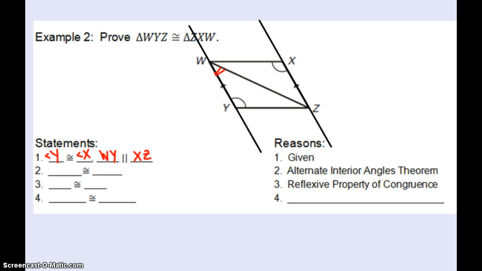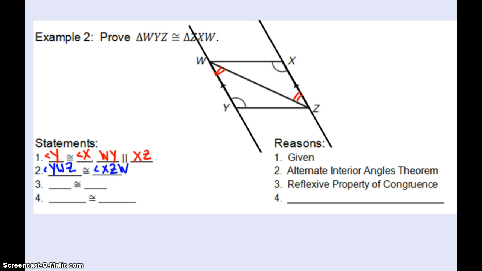So this angle here and this angle here are what we call alternate interior angles. We need to be careful about naming this. It's not angle W, because angle W is this whole angle. I only want this little piece of it. So that would be angle YWZ is congruent to angle XZW. Yes.